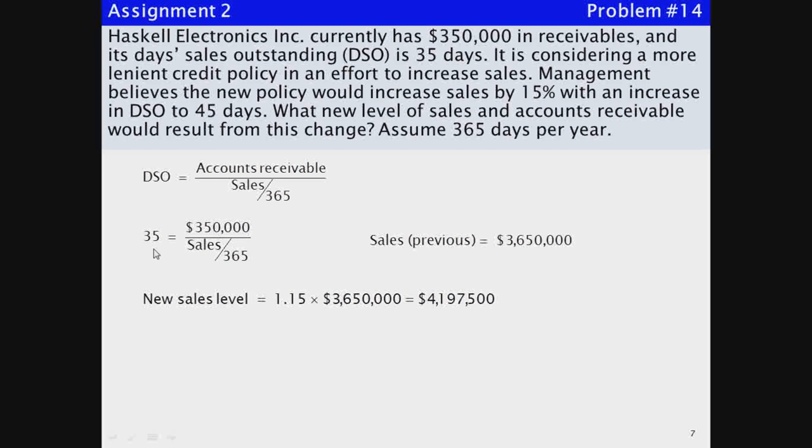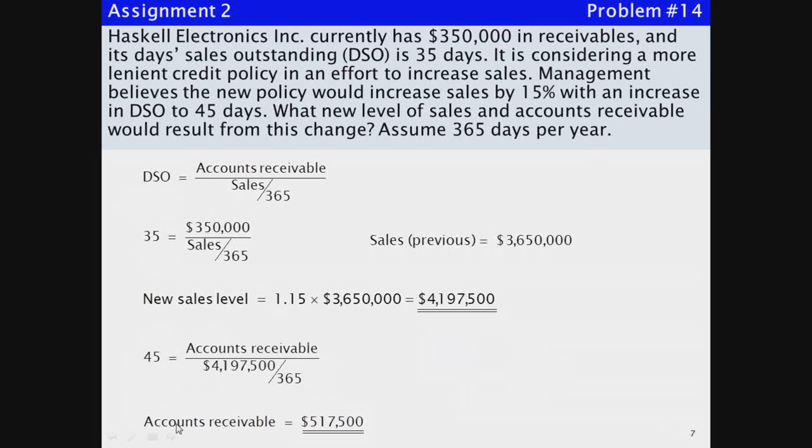Again, we're going to put that in for the sales amount, change the DSO to 45 days. They expect a more lenient policy to increase days sales outstanding, and then solve for accounts receivable. And if you go through the little bit of algebra there, you'll find that accounts receivable would be $517,500, which of course would be an increase, right? As you would expect, from $350,000 to $517,500.